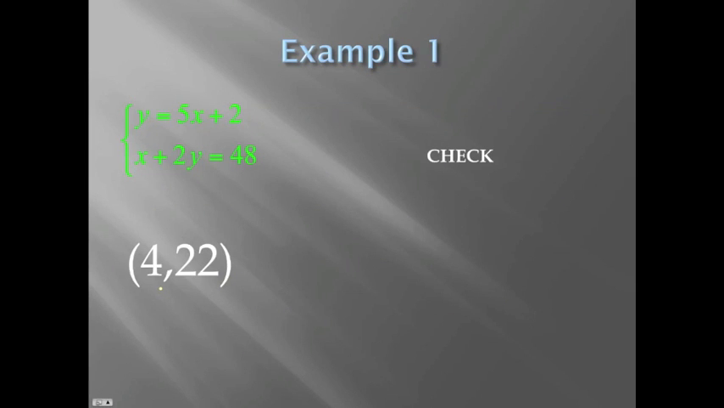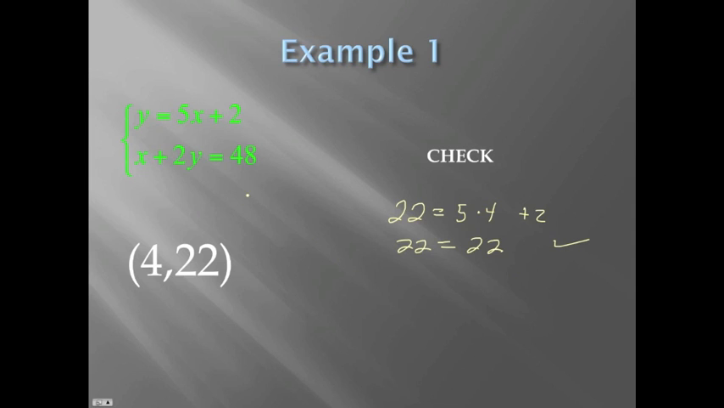So now that we know our solution should be (4, 22), let's check it. Checking's real easy. In fact, after a while you just do a quick check in your head. But let's take each of our equations and let's plug it in. We have y equals 5x plus 2, so that would become 22 equals 5 times 4 plus 2. 5 times 4 is 20. 20 plus 2 is 22. So 22 equals 22. That's correct.